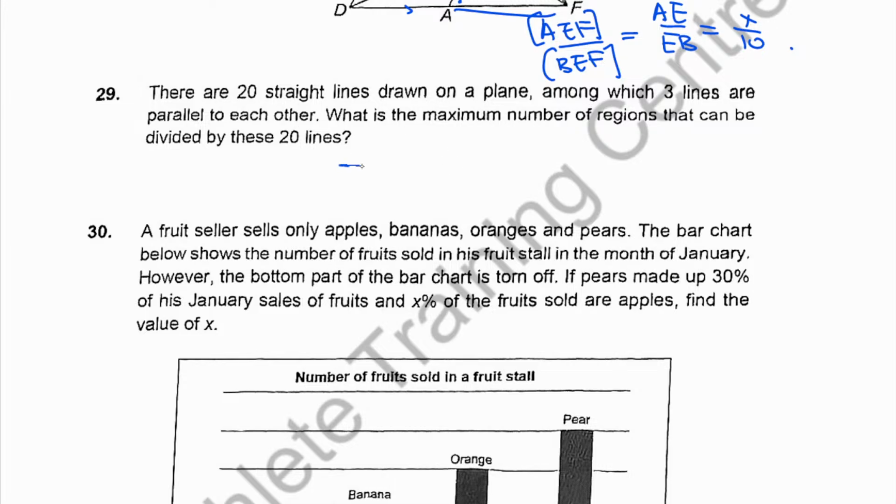So if you have one line, it divides it into two regions. If you have two lines, we have four regions, right? If you have three lines, then it will cut through two lines, and these two lines will demarcate three regions. So it will cut through three regions, therefore it will be seven regions.